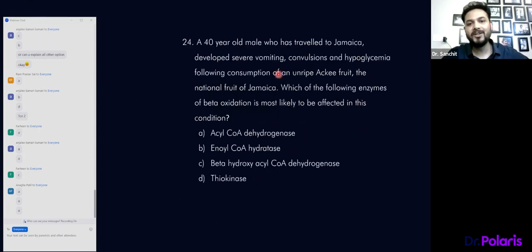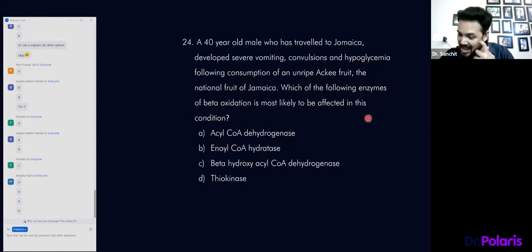Okay, now I lead on to my second last question. A 40-year-old male who has traveled to Jamaica, so we are having some Jamaican things today, developed severe vomiting, convulsions, and hypoglycemia following consumption of an unripe ackee fruit, the national fruit of Jamaica. Again, which of the following enzymes of beta oxidation is most likely to be affected in this condition? Okay, before I complete, you guys tell me.